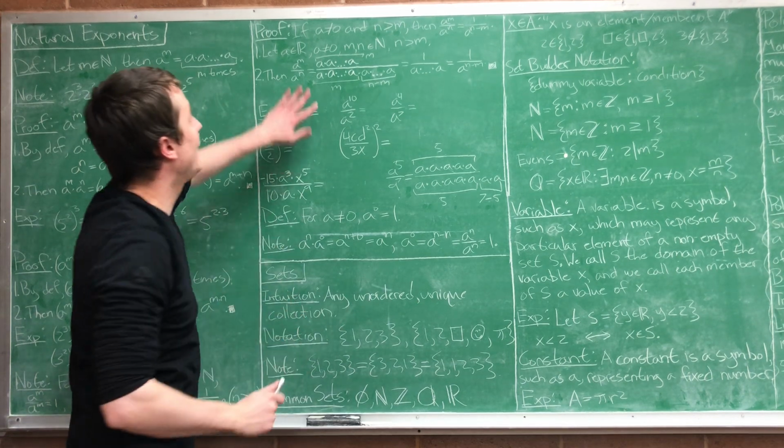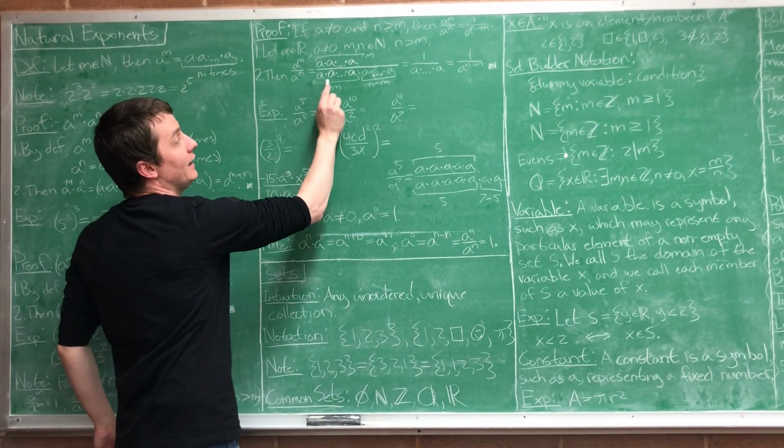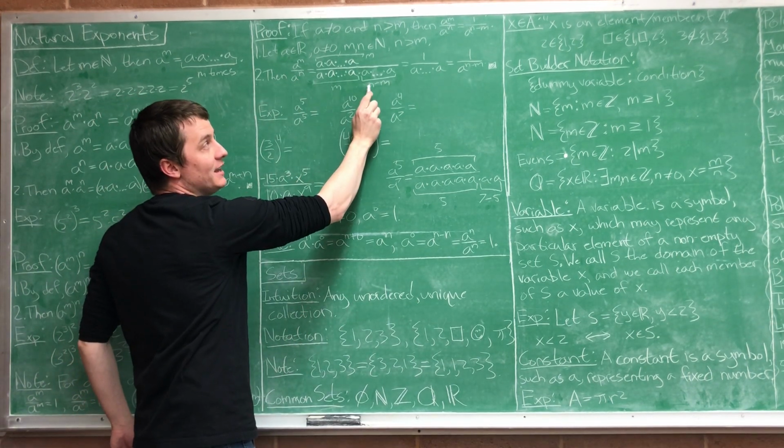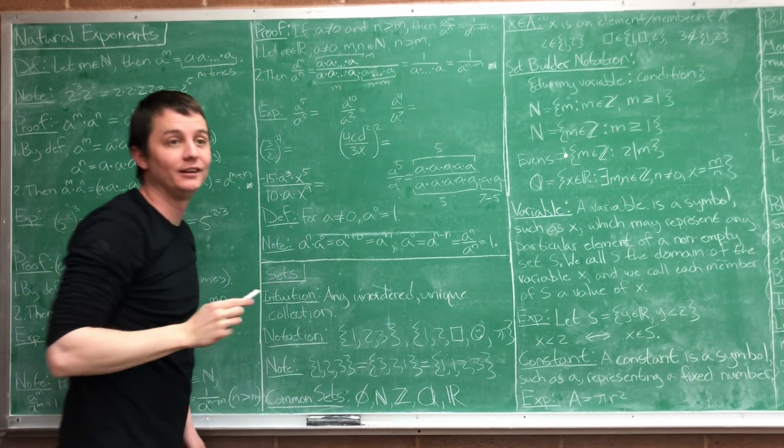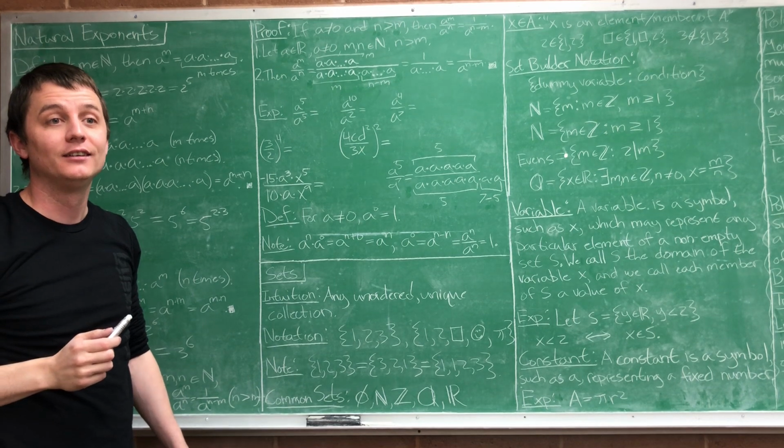Okay, so now back up here, I have m a's here, and then I have n minus m a's here. How many a's do I have total? N.